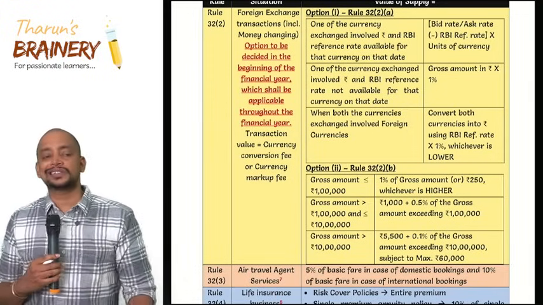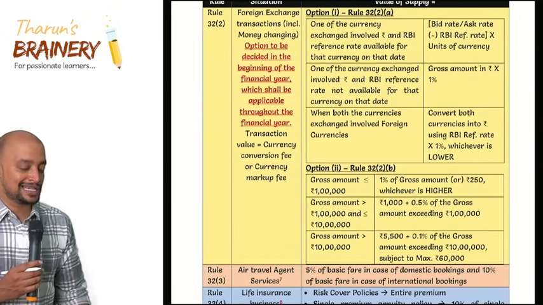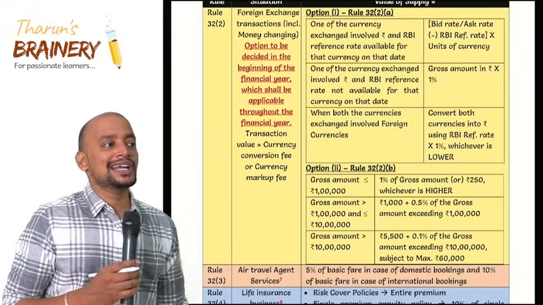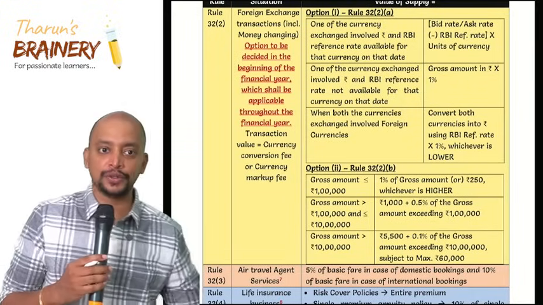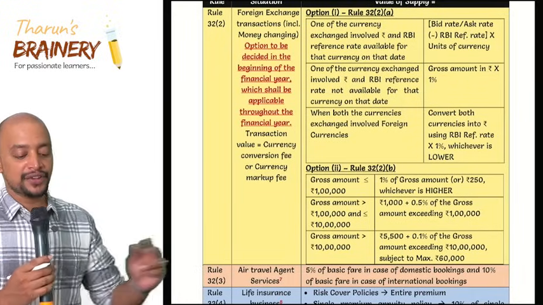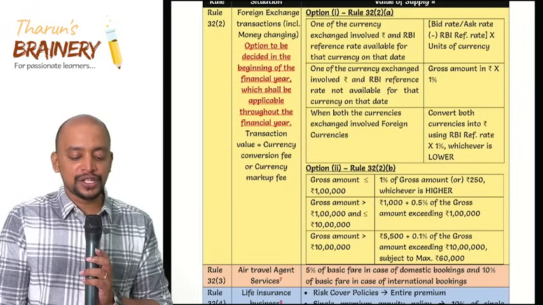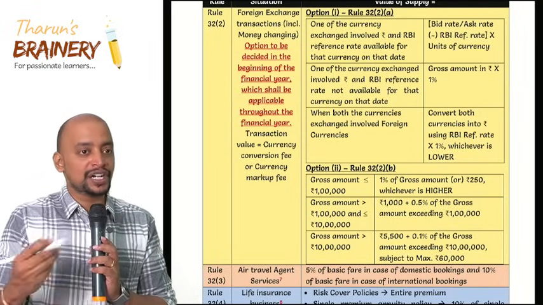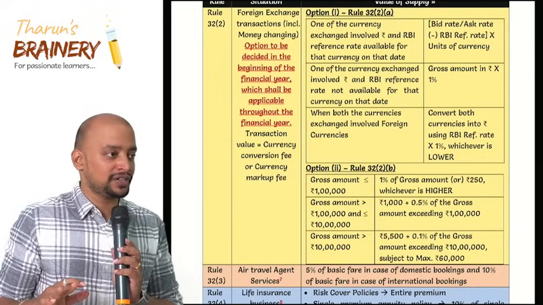Whenever foreign exchange is converted into Indian rupees, banks or financial institutions will be charging a currency conversion fee or a currency markup fee. So that currency conversion fee or markup fee will be taken as the real transaction value for payment of GST. So when both the currencies are foreign currencies, you need to convert into Indian rupees using the RBI reference rate. What if the RBI reference rate is not available? Then you cannot determine the value here. So you need to go for the regular transaction value only for the transaction.